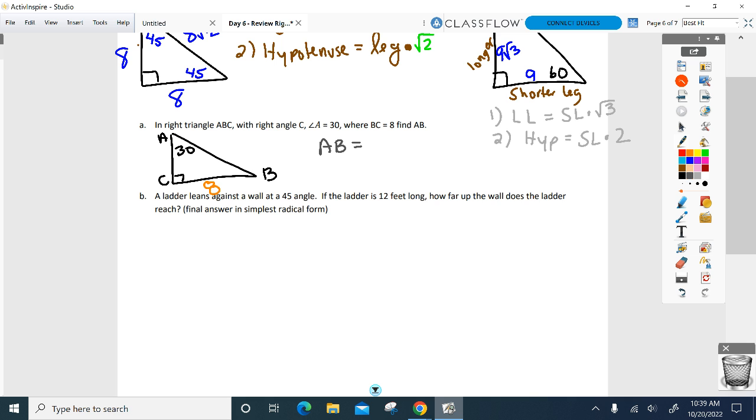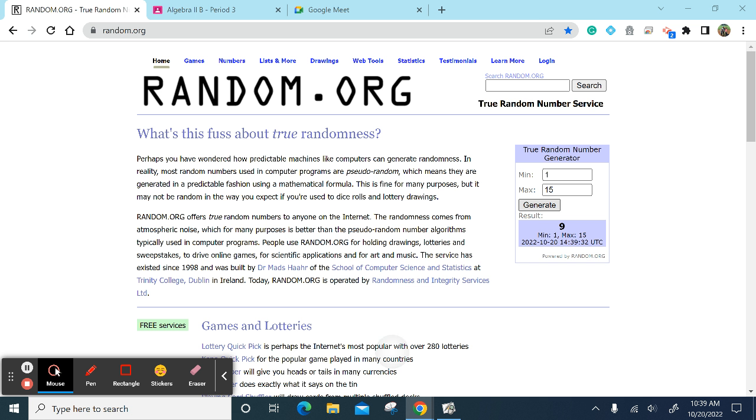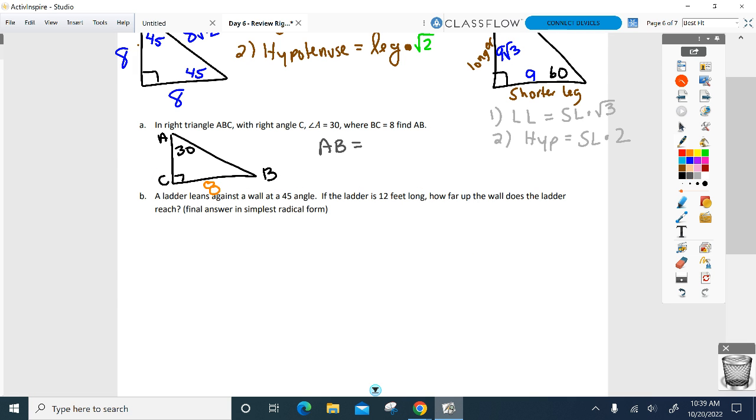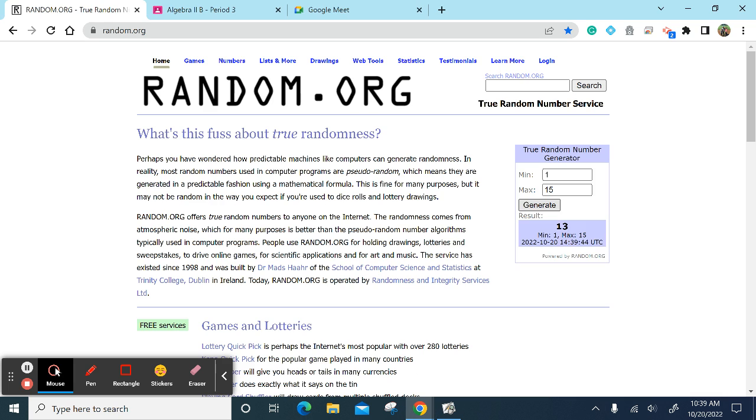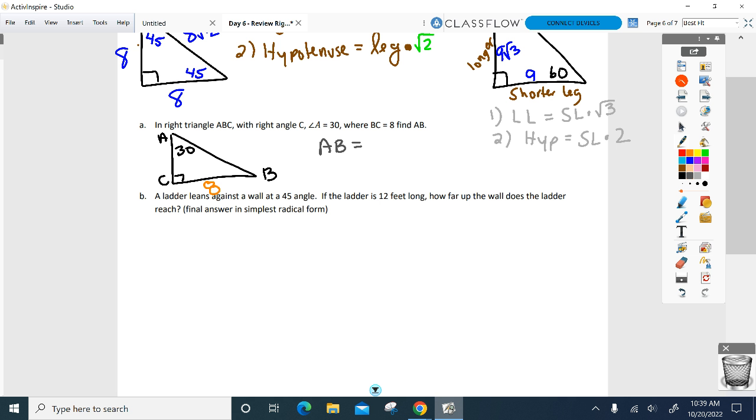I'm looking for AB, which is the what in the diagram? What's AB in the diagram? What's AB represent? Shorter leg, longer leg, or the hypotenuse? We already have the shorter leg. It's across from the 30. What is AB in the diagram?